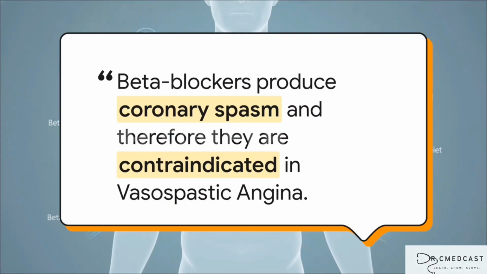Okay, this is a huge, high-yield point for any exam. A major clinical pearl. You cannot use beta blockers in variant or Prinzmetal's angina. Why? Because they can actually make that coronary artery spasm worse. It is an absolute contraindication. You've got to remember that.